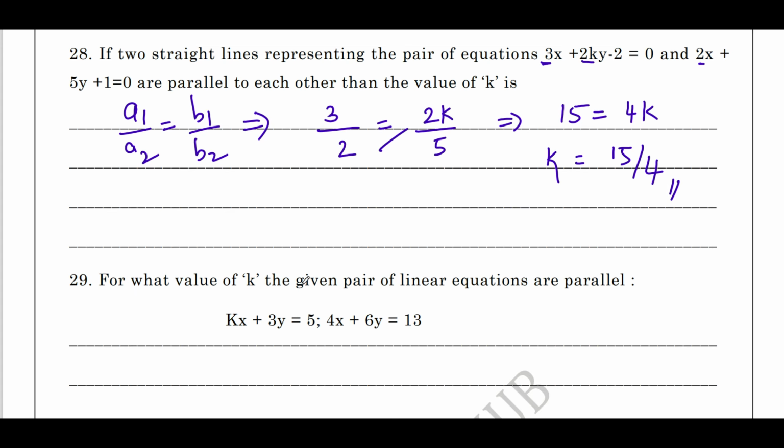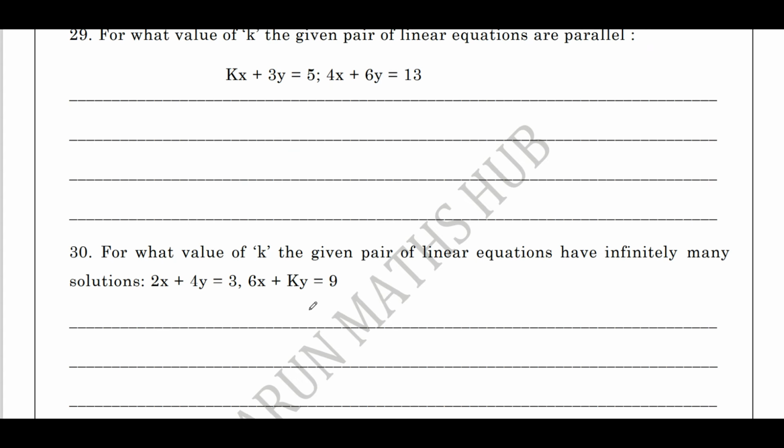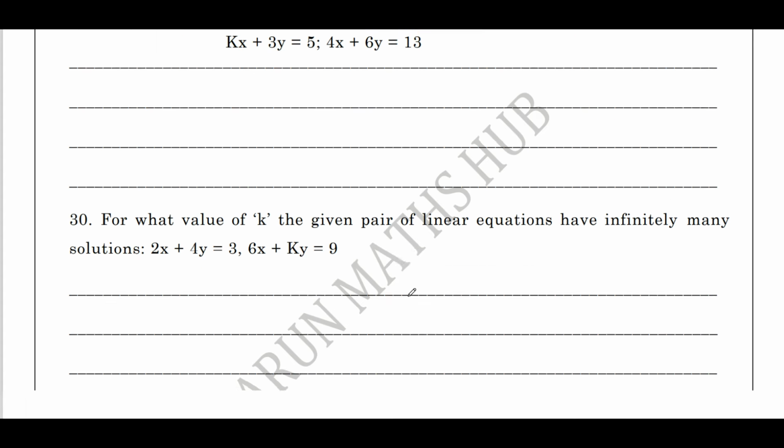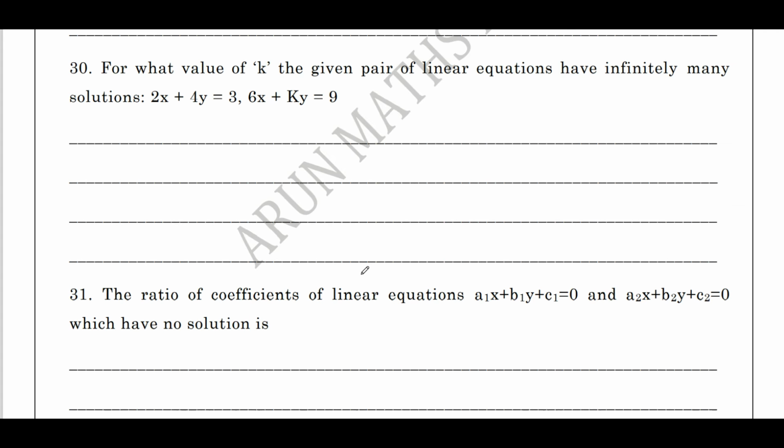Find the value of k if the pair of linear equations are parallel. So you can use the same condition as above and solve it. Find the value of k for the given pair of linear equations to have infinitely many solutions. Infinitely many solutions means the lines are coincident, that is the condition is a1 by a2 equals b1 by b2 equals c1 by c2. By using that condition, if you substitute the values, you will get directly the solution.